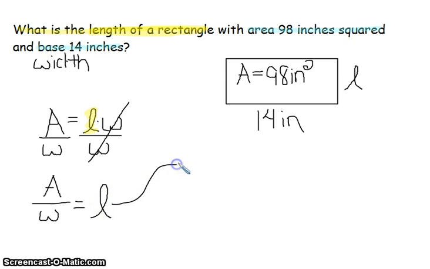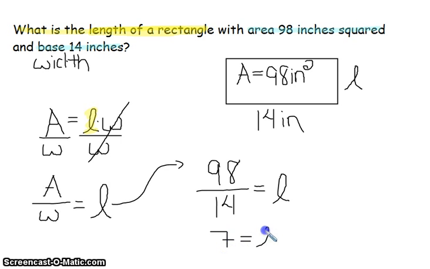Now what I can do is take that equation and plug in the values that I know. So in place of A, I know my area is 98. And I'm not going to put my units whenever I'm trying to solve an equation. I'm not going to use my units in the actual equation. And I know my width is 14. And of course, what I'm trying to solve for is L. Well, 98 divided by 14 is 7.